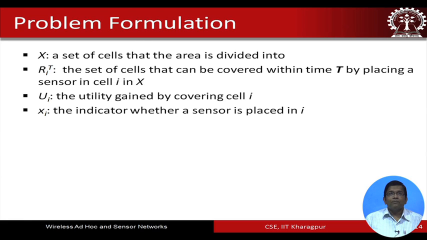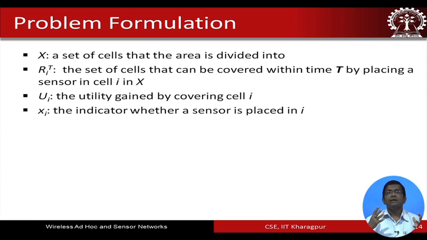So, let us look at the problem formulation for the last part once again. Let us assume that X is a set of cells. X is a set of what? Set of cells that the area is divided into. So, we have a rectangular shaped area, let us say divided into different cells, small rectangles, and within each of these you have to place these xi's. Xi is basically the ith sensor to be placed in a particular cell.